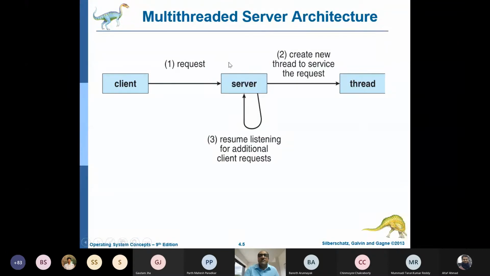So likewise, if the server is a process with a single thread of control, then it takes a lot of time to handle the clients. To take care of that, one earlier solution was that the server used to create a child process. It is an exact replica of the same process.